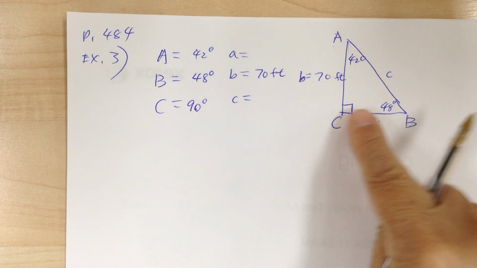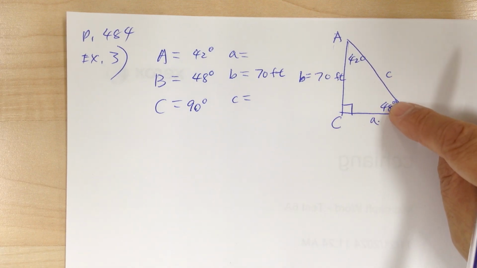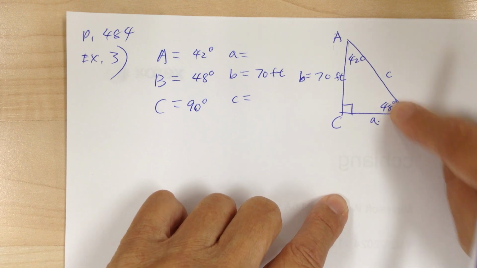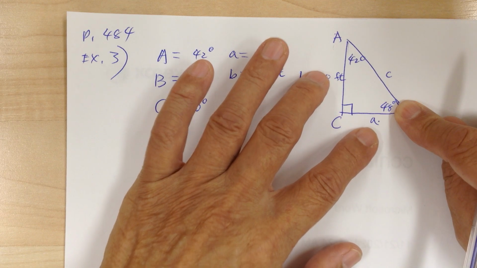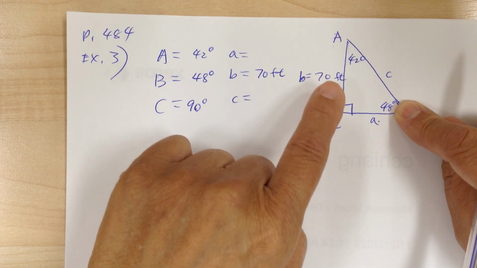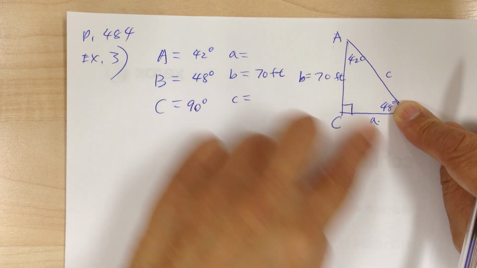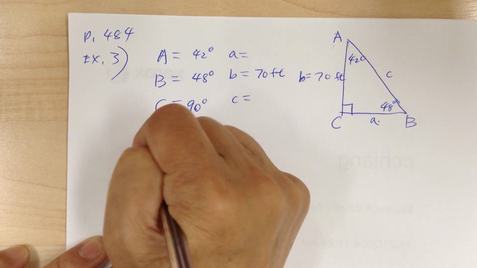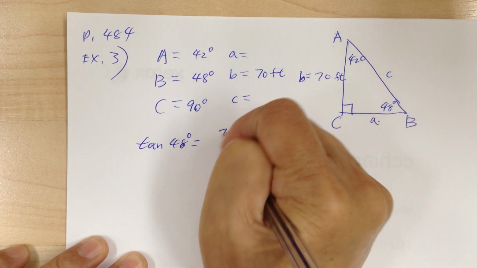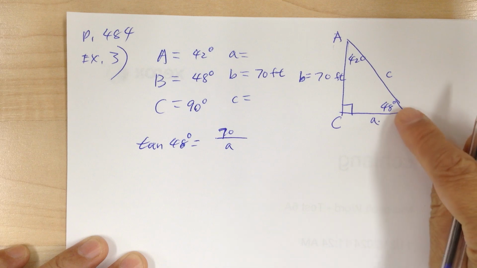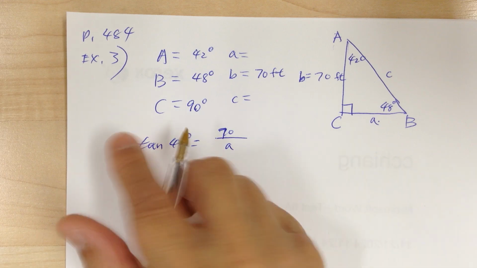Since this is given, you have to use this. Looking for a, I'm going to use this angle, because I like to use the base angle. I don't like the angle up there. So the ratio of this over this would be tangent, because there are two sides. Write down tangent of 48 degrees equal to 70 over a. Tangent equal to opposite over adjacent. So cross multiply.